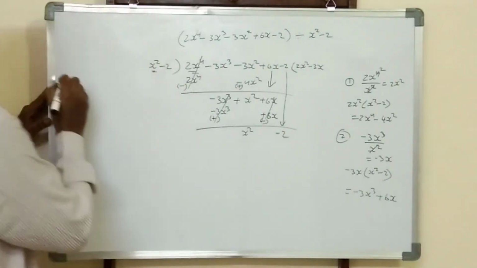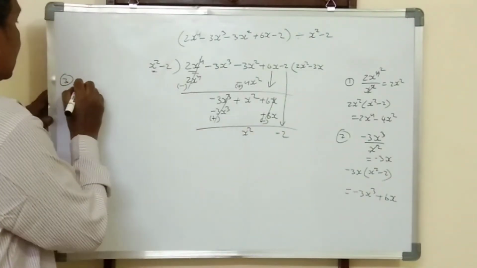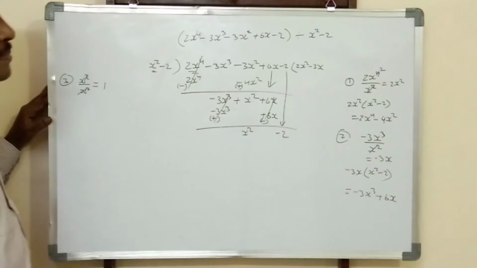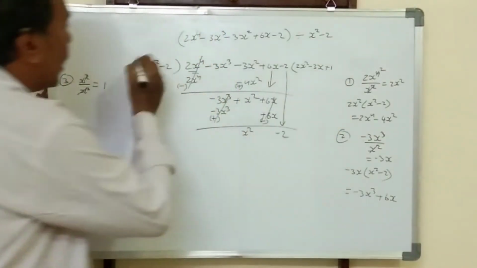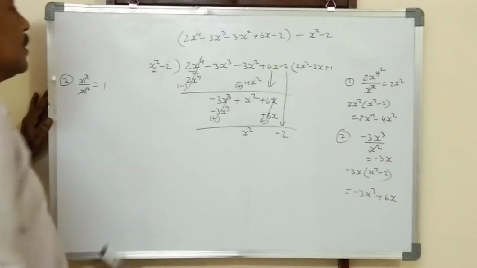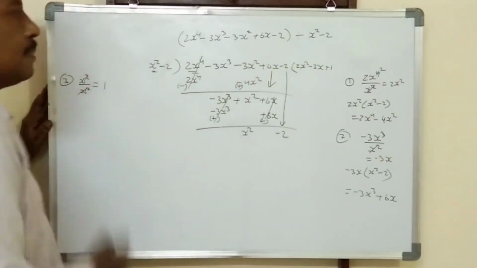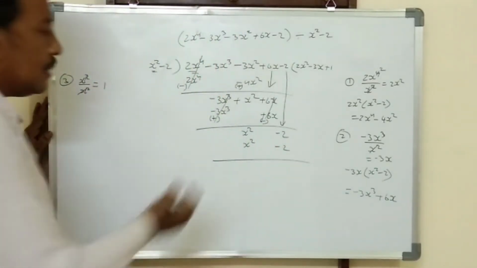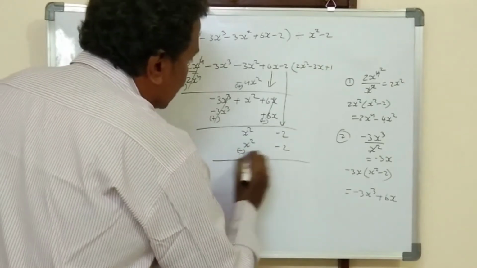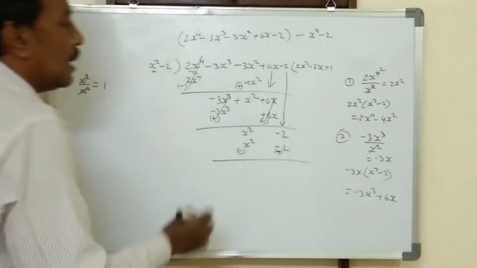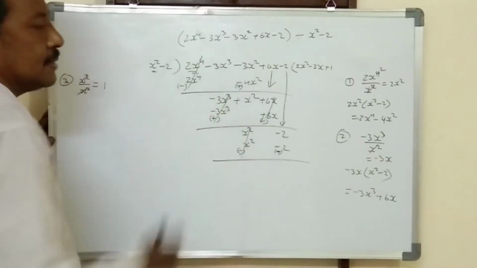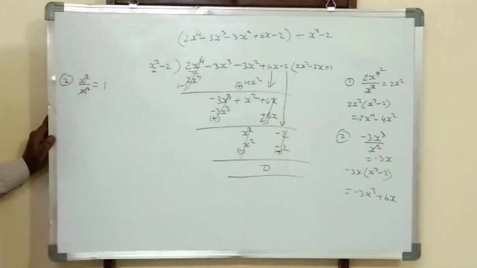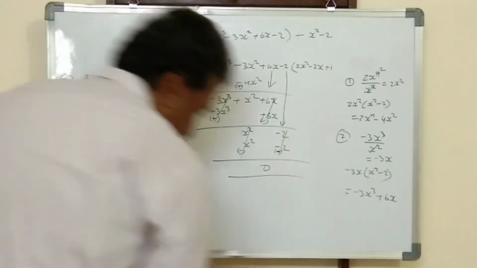Again, step 3. x square divided with x square is equal to 1. So that means plus 1. 1 into anything is the same. So 1 into x square minus 2, x square minus 2. Here this becomes minus, this becomes plus. Plus x square minus x square will be cancelled. Minus 2 plus 2 will be cancelled. So the remainder will be 0. Like that. So let us verify.